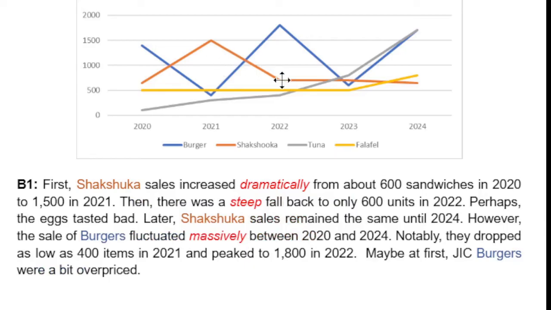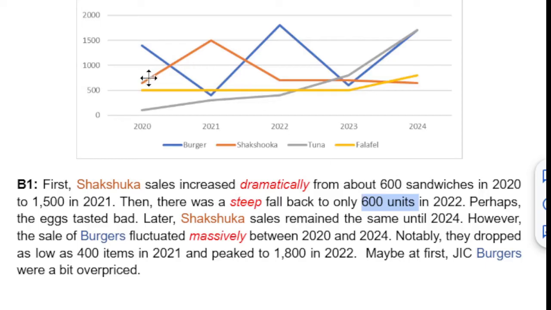And we come to this date here. Perhaps the eggs tasted better. I added my opinion, my comment here. Speaking about this trend here, later, shakshuka sales remain the same until 2024. I'm not going to mention the number because I mentioned already before it's 600 units.